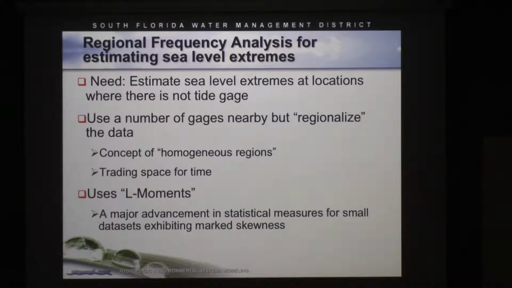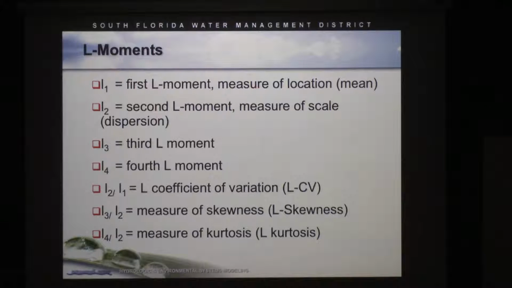And it turns out that this method of L moments is a very useful technique because it's good for small samples. If you're familiar with estimation like maximum likelihood, method of moments, this is another way of doing it. So you have similar moments like the first moment, second moment, third moment, and so forth. And you can define what is known as a coefficient of variation, a measure of skewness or kurtosis. So this approach is very useful for this regional analysis.